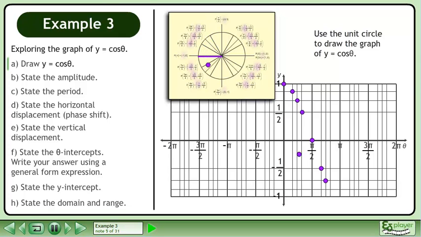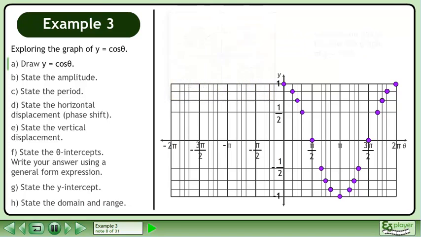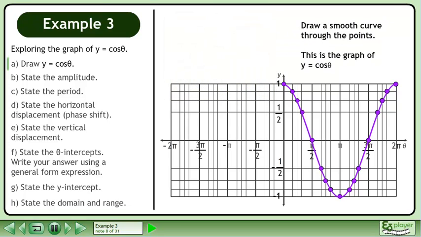Plot the values of cos theta from the second quadrant. Plot the values of cos theta from the third quadrant. And finally, plot the values of cosine theta from the fourth quadrant. Draw a smooth curve through the points. This is the graph of y equals cosine theta.